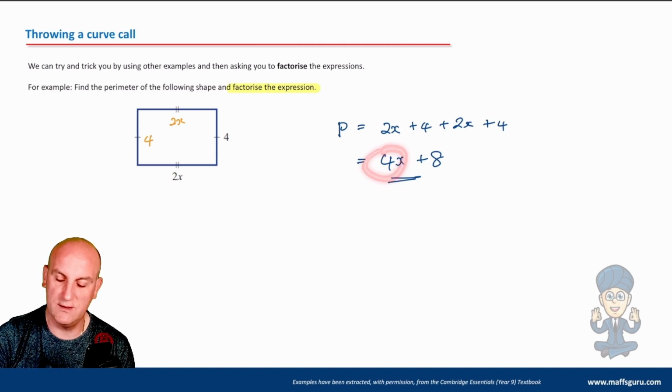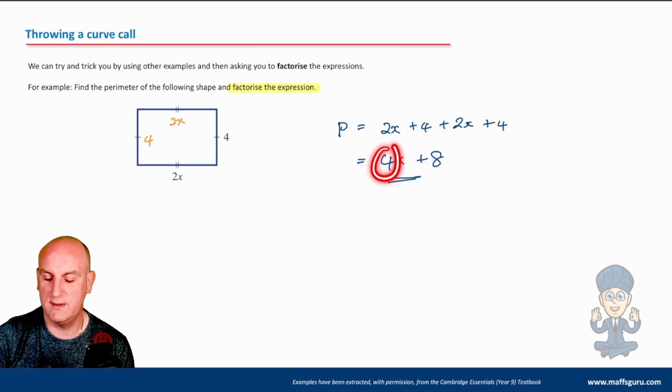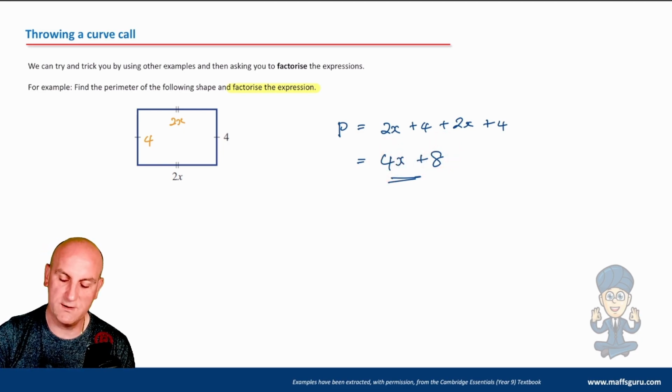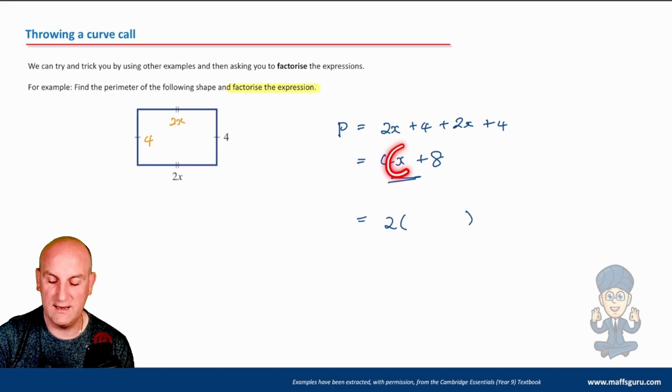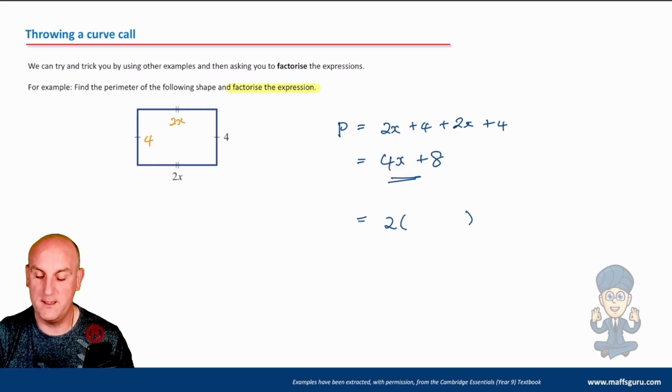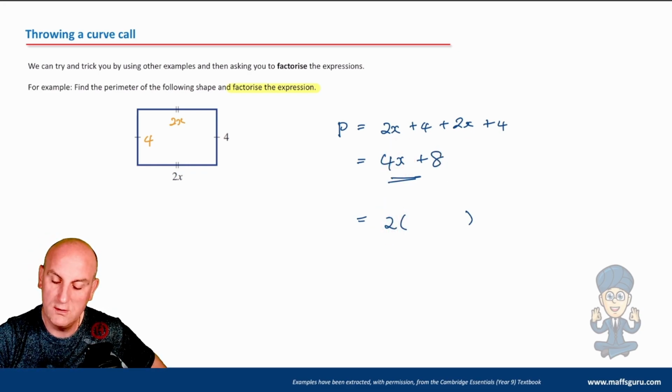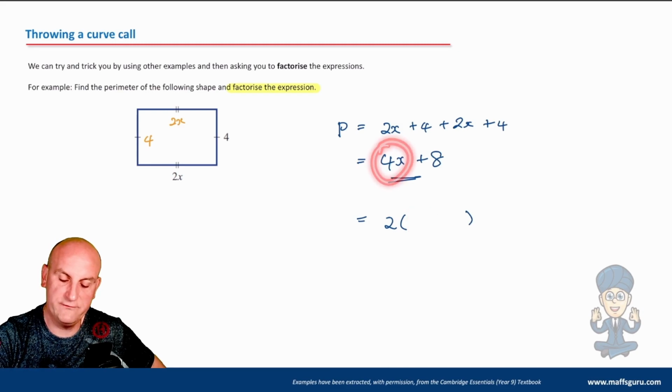So let's look at my two terms. I've got 4x and 8. Let's look at my numbers first. 4 and 8. What's my highest common factor of 4 and 8? It's got to be 2. All right, so let's see now. What would happen if I do 4x? Oh, we didn't do my letters. Are their letters the same? Nope.